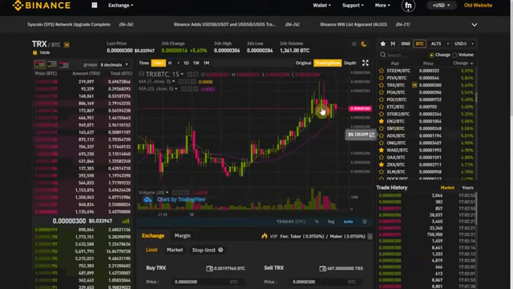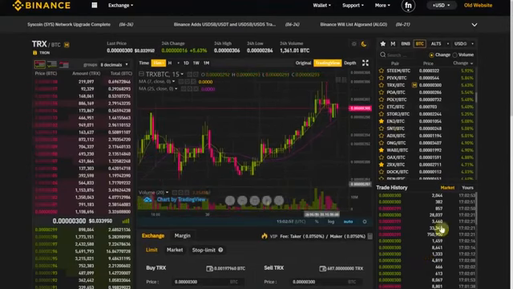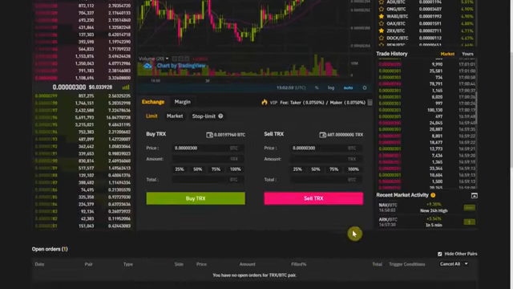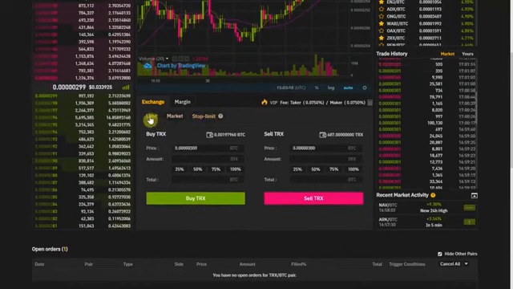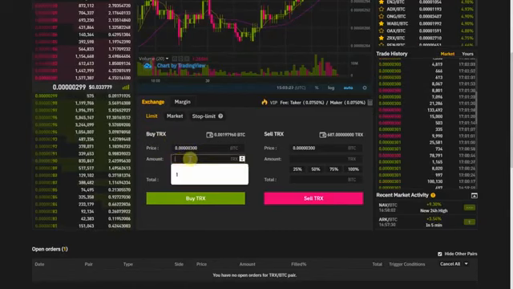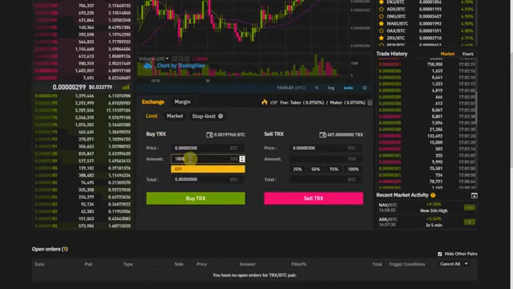So if you want to place an order, and I guess this is the whole point of you watching this video, you have three types of orders: the limit, the market, and the stop limit. This is the most basic one, the limit, and it's pretty self-explanatory. This is the price at which you want to buy and how many TRX you want to buy.